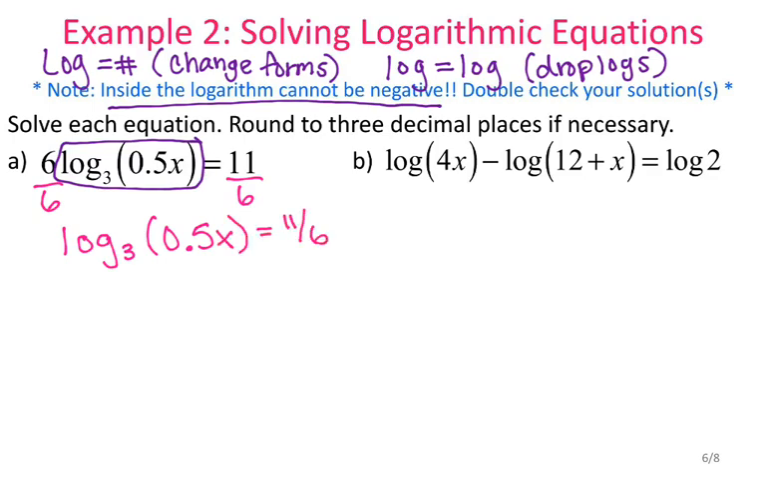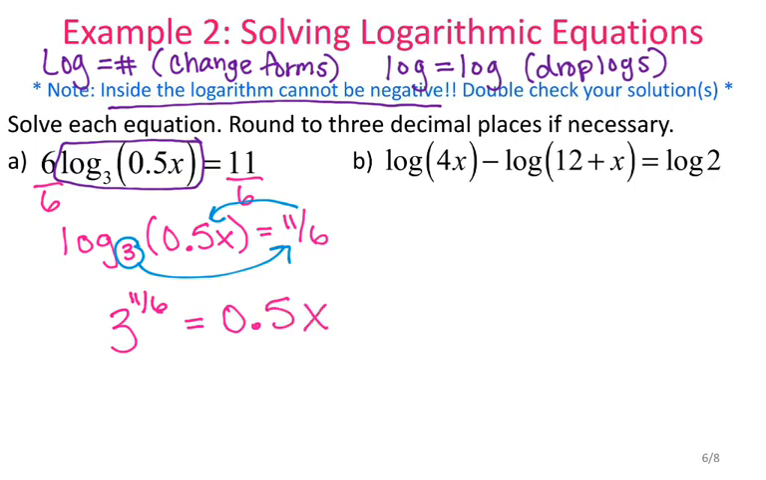And now I'm going to ask myself, what type of equation do I have? Do I have log equals a number, or do I have log equals log? Well, as I can see, I have log equals a number. So when that's the case, I'm going to change to exponential form. You start with your base, swing across, there's your exponent, swing back across, and that is what your equation equals. So I have 3 to the 11/6 equals 0.5x.